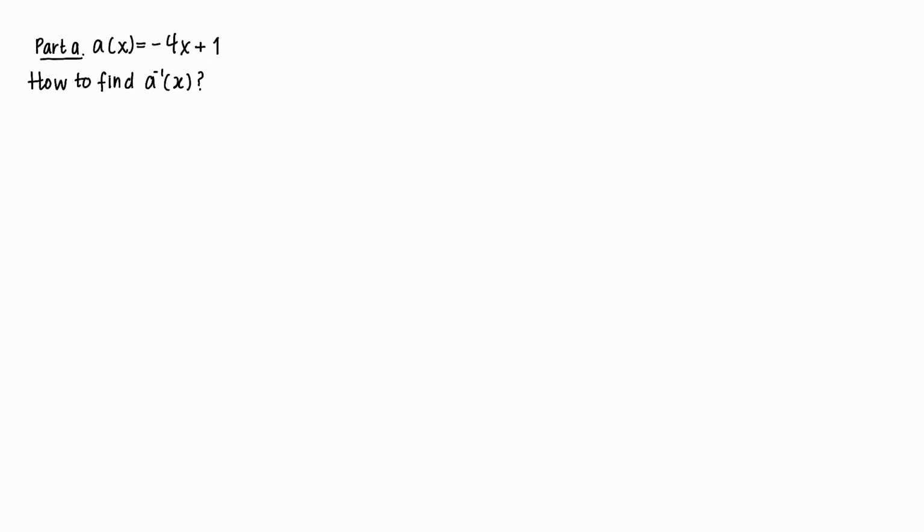So I'm going to follow the steps that I talked about in the previous video. So step 1 was to write y is equal to negative 4x plus 1. The second step was to swap x and y. When I do that, I get x equals negative 4y plus 1. And then I want to solve for y in x equals negative 4y plus 1.